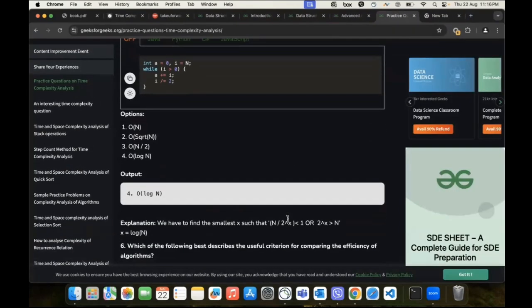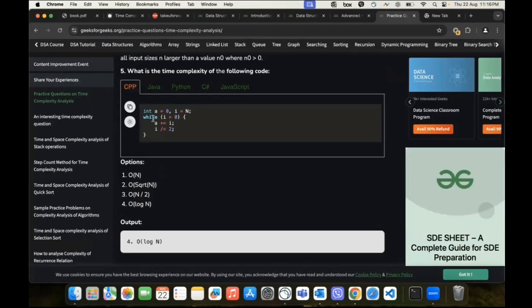The answer is log n because of the number of steps: it will be 1, then 2, then 2 to the power 2, 2 to the power 3, till n. The series will be like this. If you sum all of this, you will get log n. 2 to the power of 4 is equal to 16. Reverse, means 1, 1 by 2, 1 by 2 to the power 2, 1 by 2 to the power 3. If you sum all of this, then you will get log n. That's why it is order of log n.